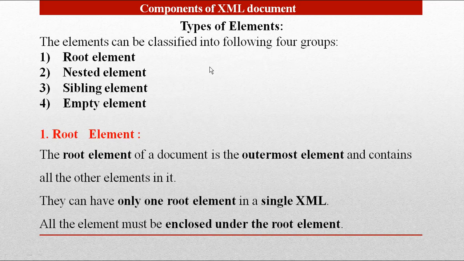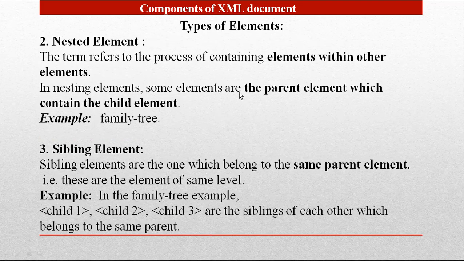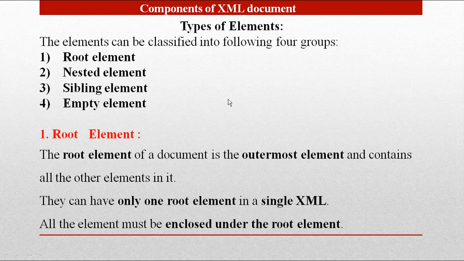Then there are the types of elements. Elements have different types, and number 1 is the root element, then nested element, then sibling elements, and empty element. Elements have 4 types.